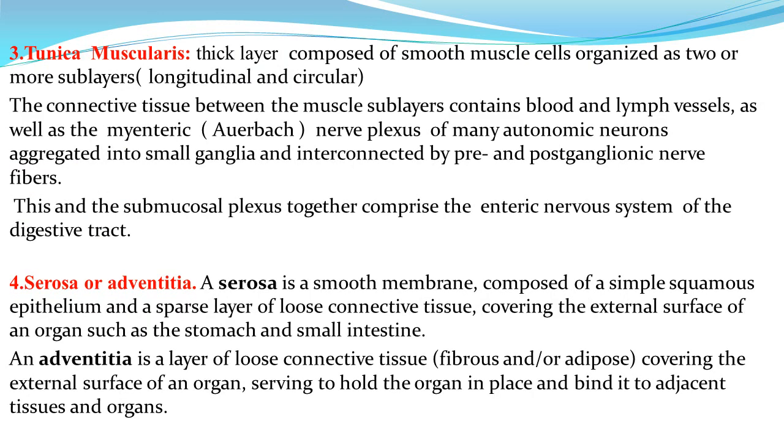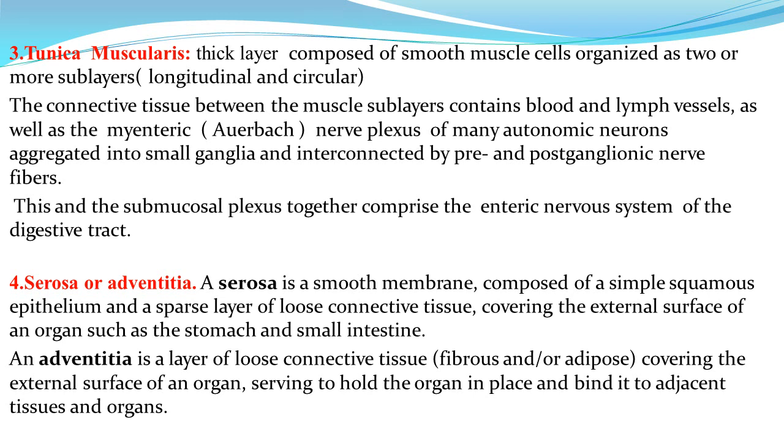The third layer of the digestive tract is the muscularis layer, which is a thick layer composed of smooth muscle cells, which is organized as 2 or more sublayers, either longitudinal or circular in direction.